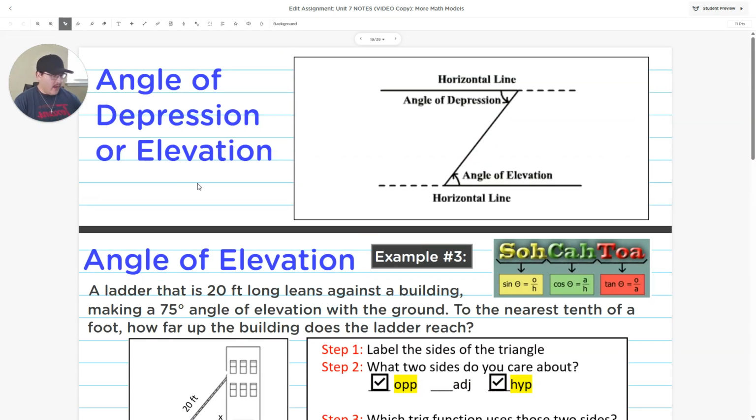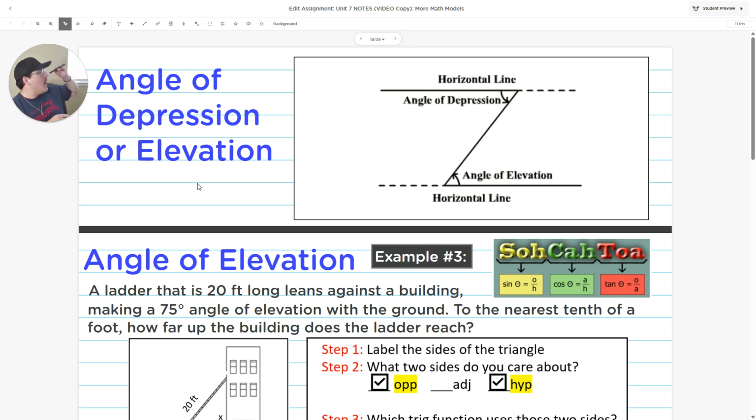Now we're going to look at 2 other scenarios involving real world situations, and they're going to involve an angle of depression or an angle of elevation. So what do I mean by that? Well, pretend you're looking at something. When you look at something, you're creating a straight line from the point of vision to that thing you're looking at. So now, let's say you notice something either above in the sky or down on the ground.